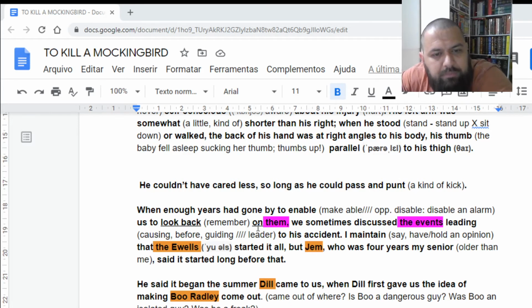He said it began the summer Dill came to us, when Dill first gave us the idea of making Boo Radley come out. And again, we are in the dark. Come out of where? Is Boo a dangerous guy? Was Boo an isolated guy? Was he a freak? How is it possible? What is the relation between Boo coming out and Jem having his elbow broken?